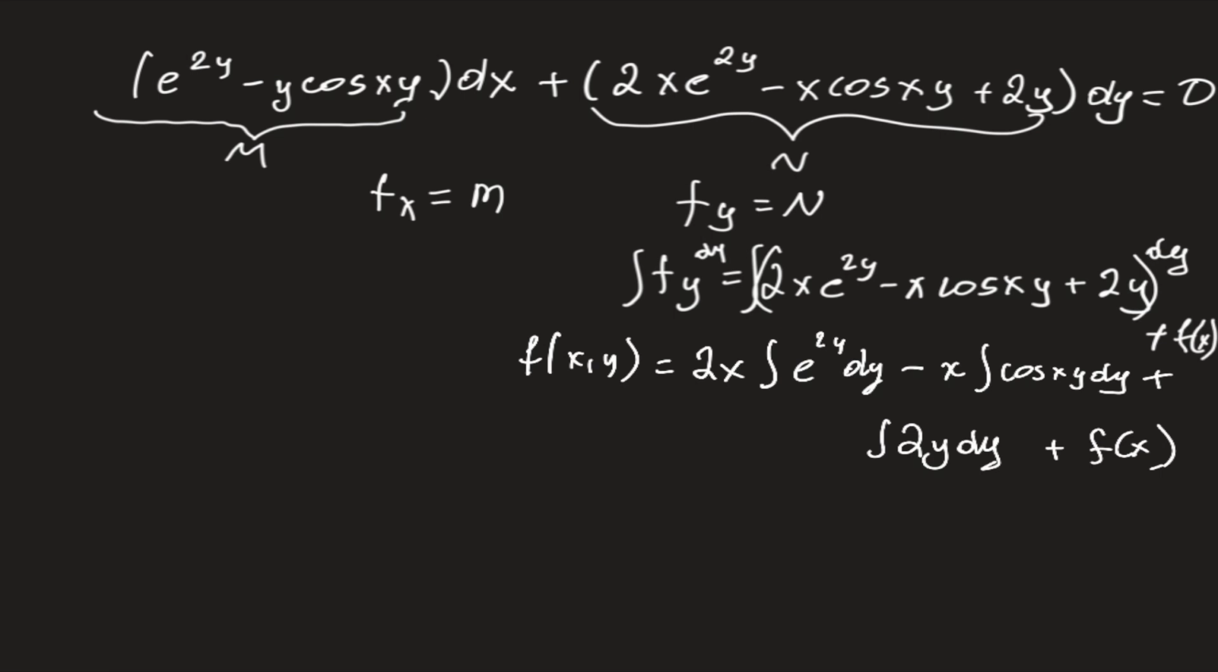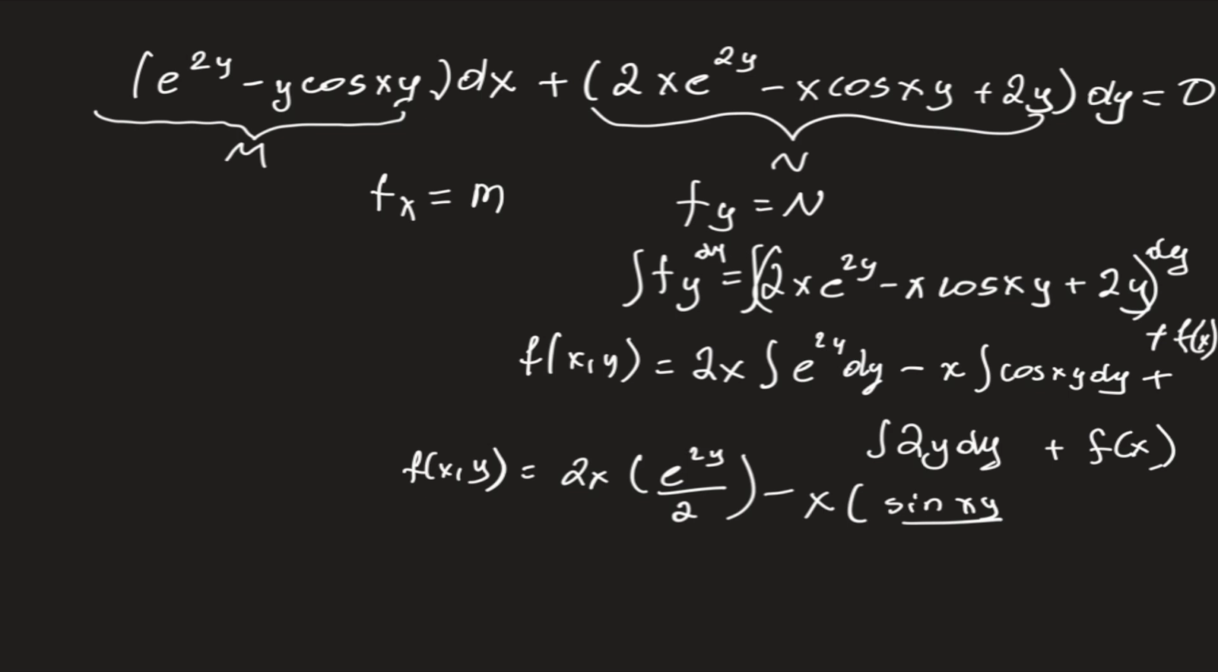Now I'm going to go ahead and just integrate these. I have f of x comma y equal to 2x times the integral of e to the 2y, which is just e to the 2y divided by the derivative of 2y, which is 2, minus x times the integral of cosine xy, which is sine xy, and again, since we're treating x as a constant here, let me divide it by x, plus, I'm going to take that 2 out, and we have 2y squared over 2, which is the integral of y squared, and then plus some function of x.